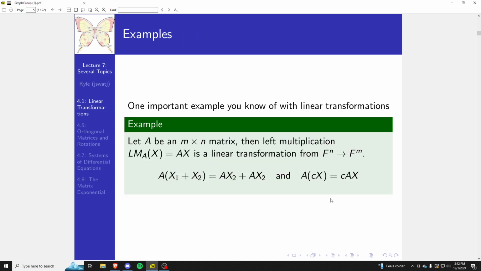An important example of linear transformations is obviously left multiplication by a matrix. And it's usually represented by this function here. And it's from F^n to F^m. So it produces a vector. And it's linear because these properties hold. This is from matrix properties. You already know this.